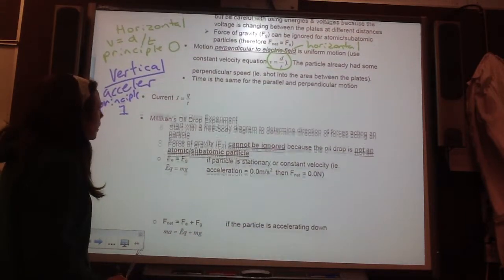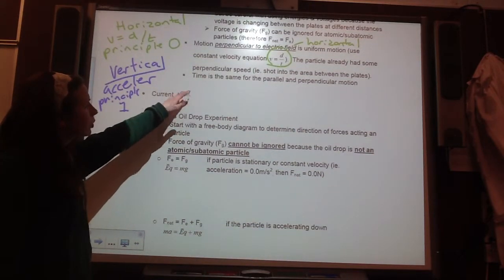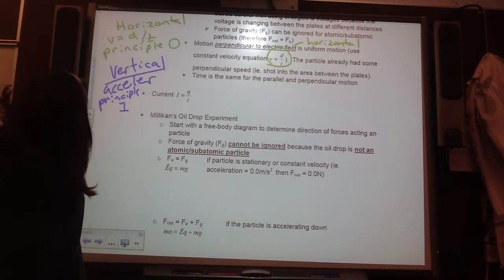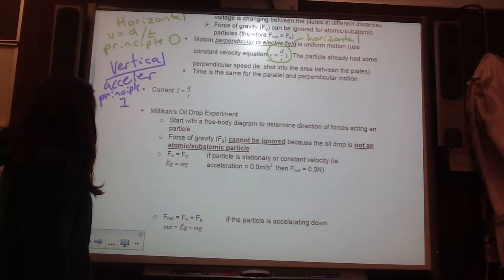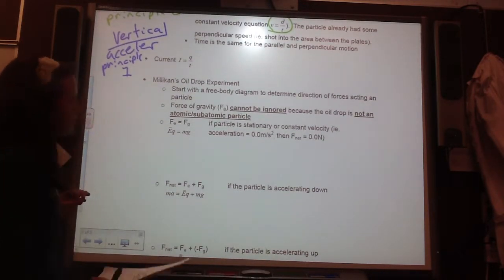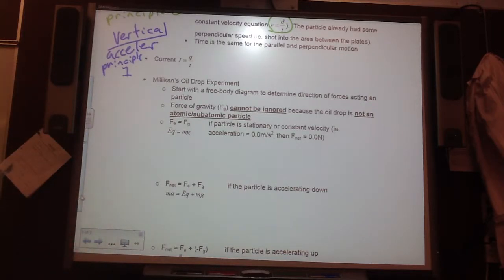There's going to be a couple questions about current, where current is equal to the charge over time. And then you have your Millikan's oil drop. So you always start with a free body diagram to determine the direction of forces acting on the particle. The force of gravity cannot be ignored because the oil drop is not a subatomic particle or an atomic particle. So the force of gravity is significant and you need to include it.